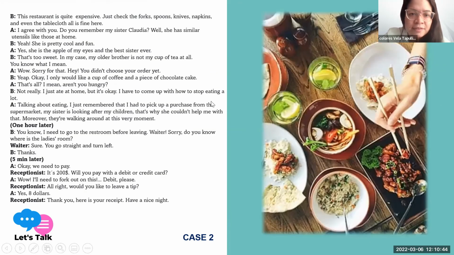Second part. This restaurant is quite expensive. Just check the forks, spoons, knives, napkins, and even the tablecloth is fine here. I agree with you. Do you remember my sister Claudia? Well, she has similar utensils like those at home. Yeah, she's pretty cool and fun. Yes, she's the apple of my eye and the best sister ever. That's too sweet. In my case, my older brother is not my cup of tea at all. You know what I mean.